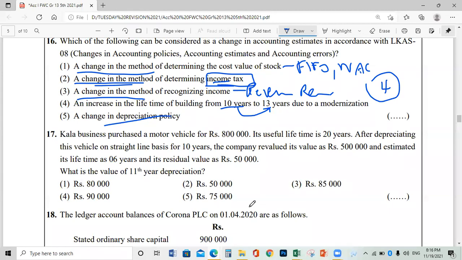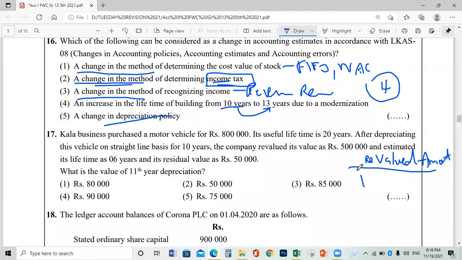Okay, they are simply asking what the depreciation is after revaluation. Guys, after revaluation, how do you calculate annual depreciation? You will take what? You will take the revalued amount. And what will you divide it by? You will take the revalued amount and divide it by the, anyone?